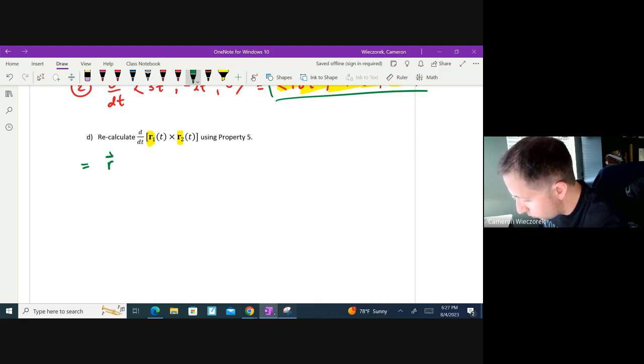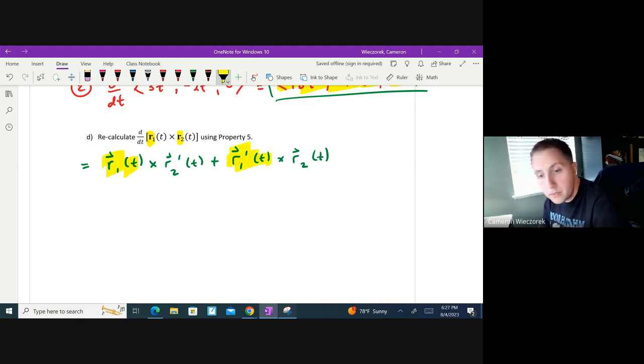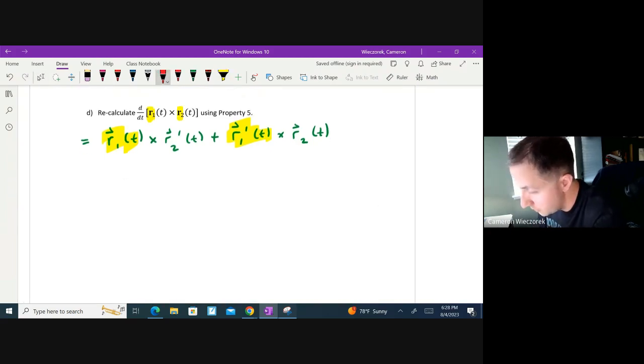This would be R1 of t crossed with R2 prime of t plus R1 prime of t crossed with R2 of t. Notice that I listed R1 first for both pieces in that formula. Only difference being the first time it was the position vector R1, the second time it was the tangent vector R1 prime. But R1 has to be listed first.